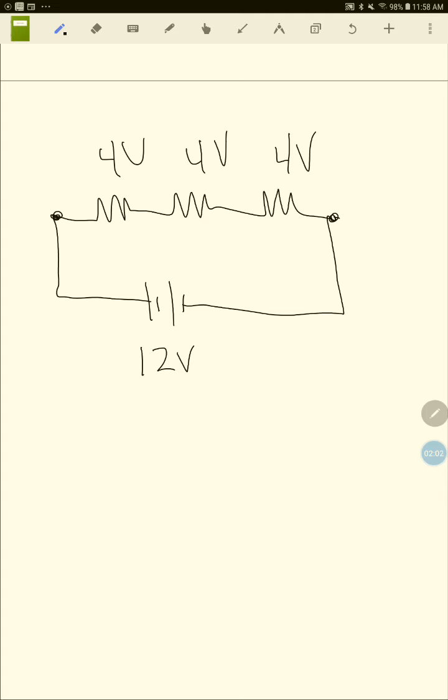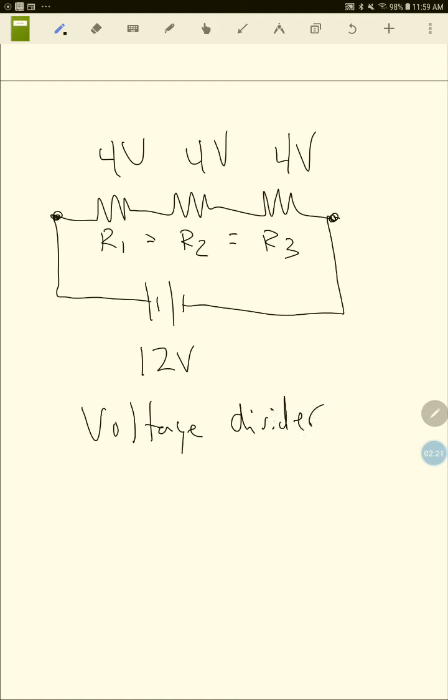Now, if that happened, you would know that R1 is exactly the same value as R2, and it's exactly the same value as R3. It divided the voltage in thirds because there were 3 equal resistors. That's why a series circuit is sometimes called a voltage divider. All right? Now, they don't have to be even.